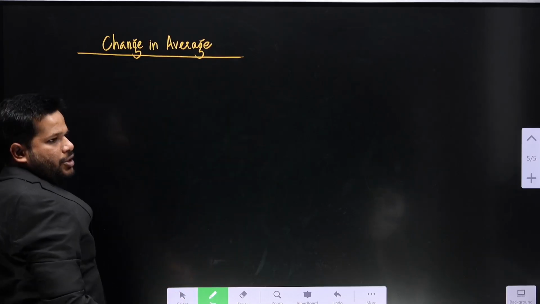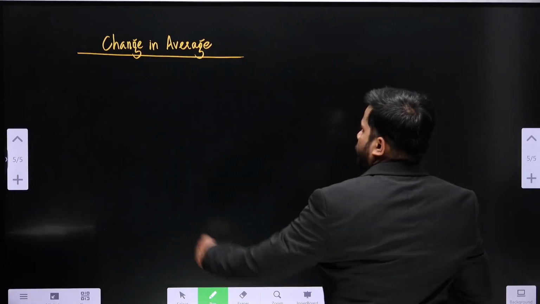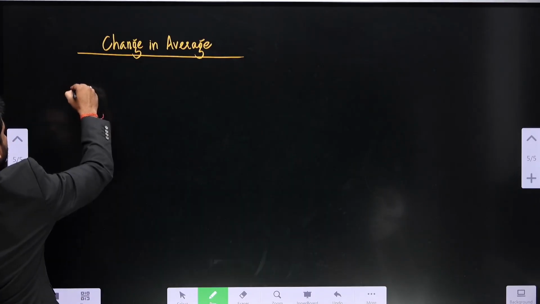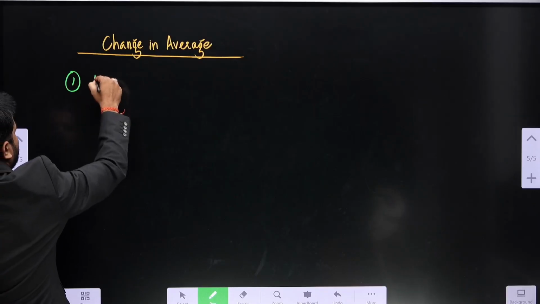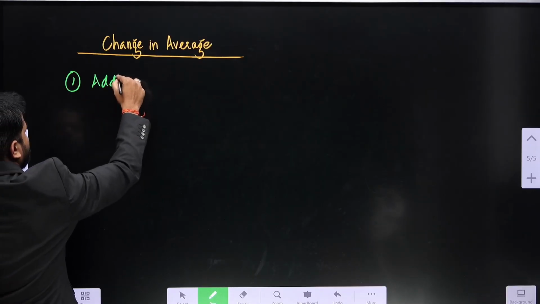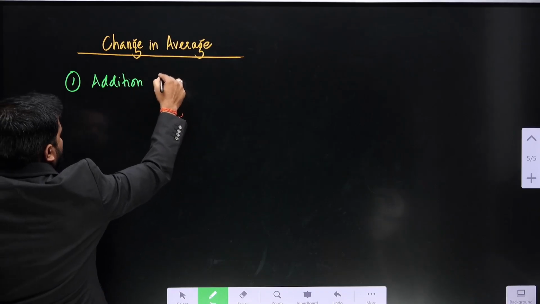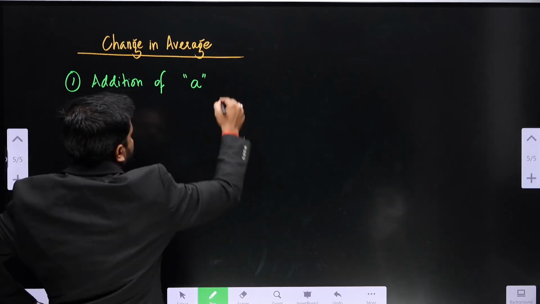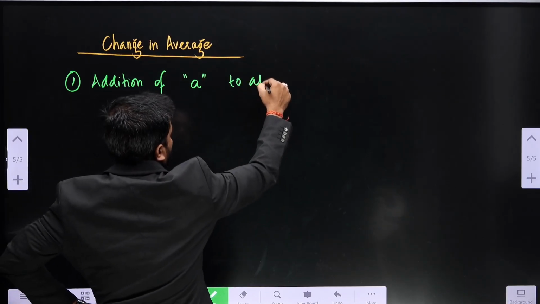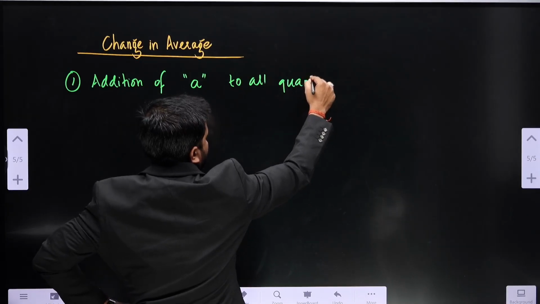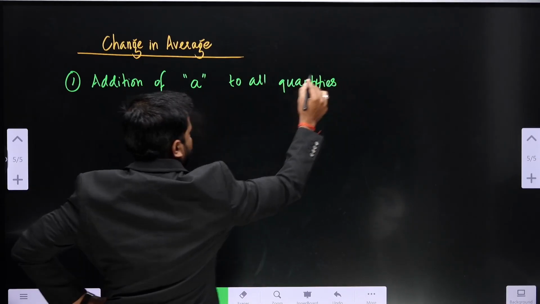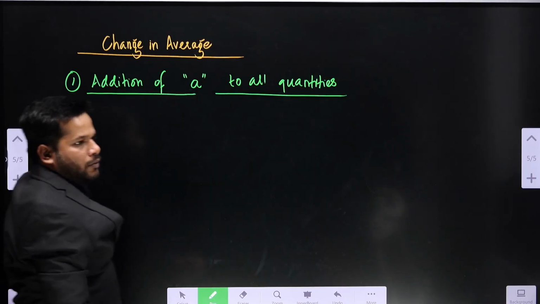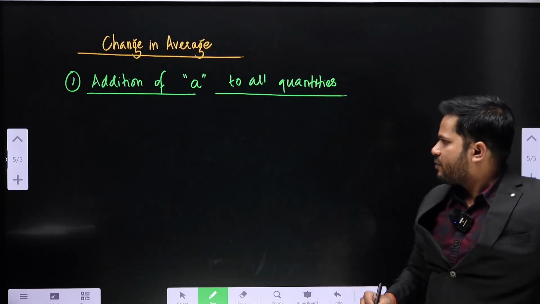The change in average concept. The first change is addition of a to all quantities. Now, what is this addition of a to all quantities and what will be the change?